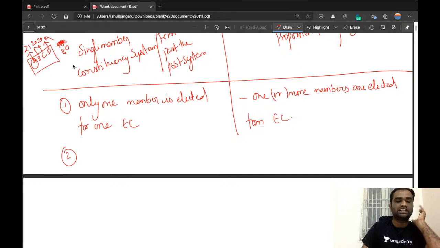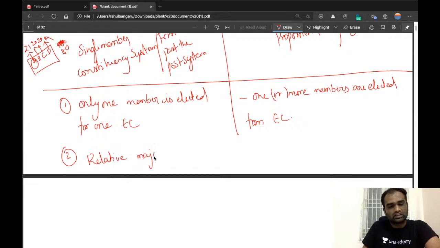So the person who is getting the relative majority will get elected. So the majority required to win a first past the post election system is relative majority. Now, in case of proportional representation system, the majority required to win the election is quota of votes.